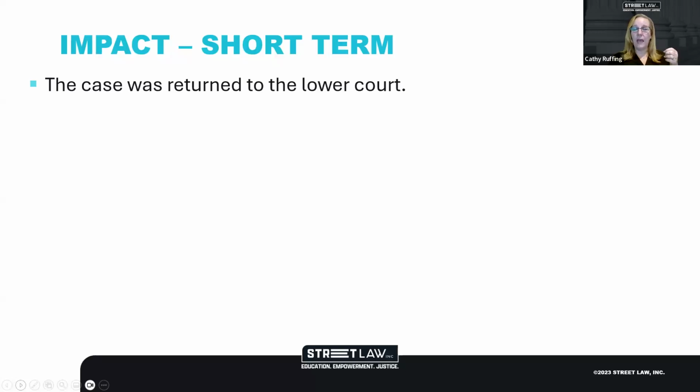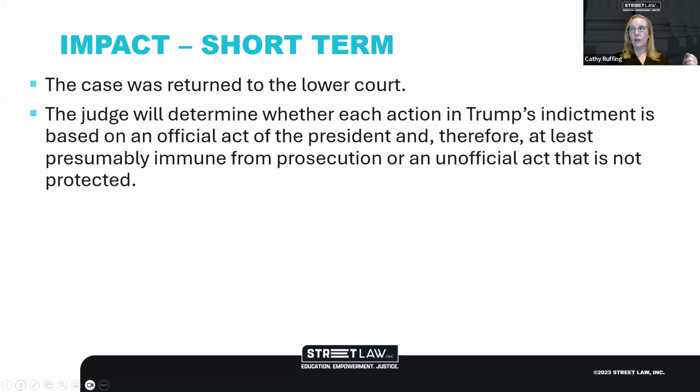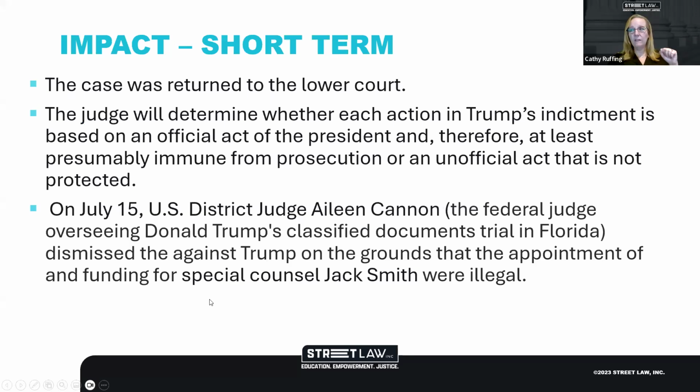Okay, the short-term impact. The most immediate thing that happened is that the case was remanded, or returned, to the lower court for the judge there to decide which of former President Trump's acts were core acts, which have full immunity; which were official acts, which have presumptive immunity; and which were private acts, which don't enjoy immunity. And that will happen in the not too distant future.